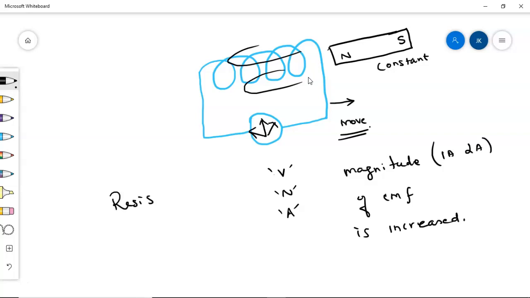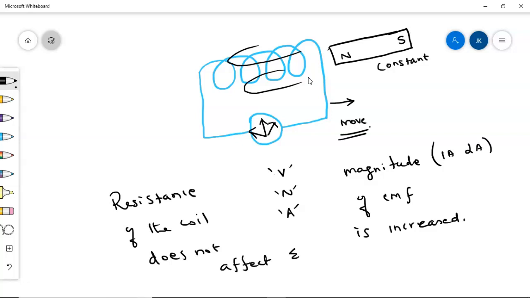Here the resistance of the coil does not affect the EMF, voltage, potential difference. It will not affect the EMF, potential difference and the current. Only the speed of the coil movement or the magnet movement, or you can move both. Number of turns increases and the area of the coil, the thickness of the wire increased. So you can increase the amount of EMF or the magnitude of EMF.